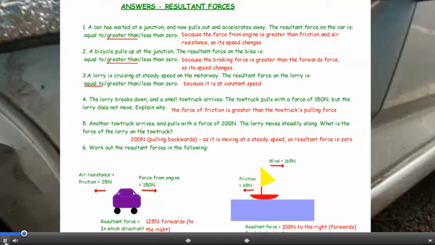So here are the answers to resultant forces. Tick it off, see how you get on, and then if there's something that you're not quite sure of, go back to it again or go and ask your teacher about it.